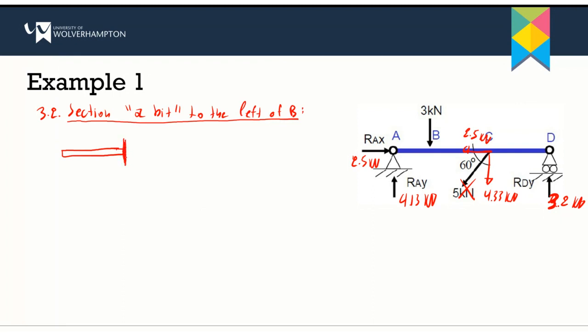So because I have drawn the section, I can draw the internal forces. As you can see, I use exactly the same conventions. So axial forces to the right, shear forces downwards, and bending moments counterclockwise because I have removed the right part. I also need to draw everything else. So 2.5 kilonewtons, 4.13 kilonewtons. But now I do have a distance, which in this case is 1 meter. It is this distance over here.